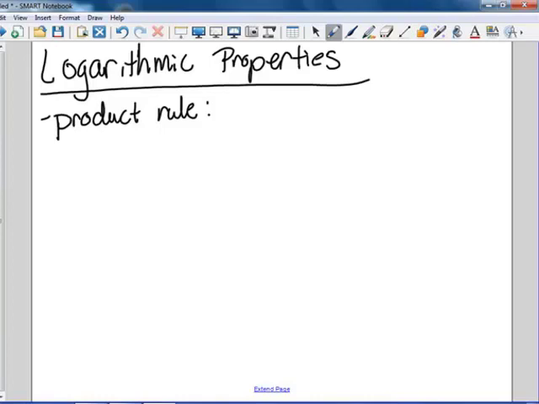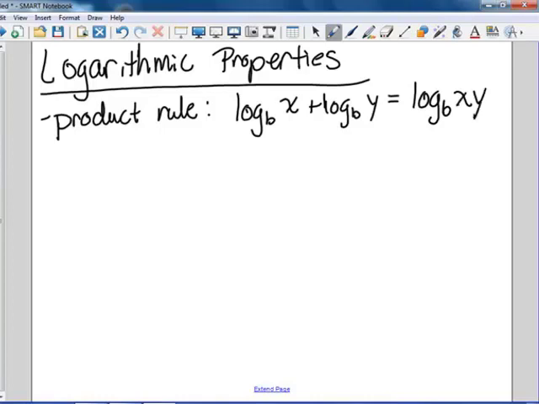Just like for exponents we have the product rule, we have one for logarithms too. So if I have log base b of x plus log base b of y, we can combine these by multiplying x and y. So log base b of x plus log base b of y equals log base b of x times y. Okay, so let's look at an example to see why this makes sense.